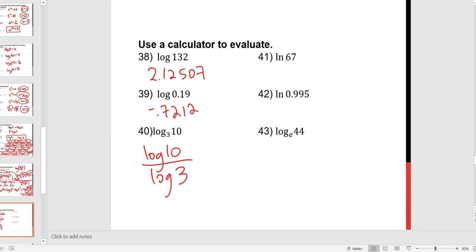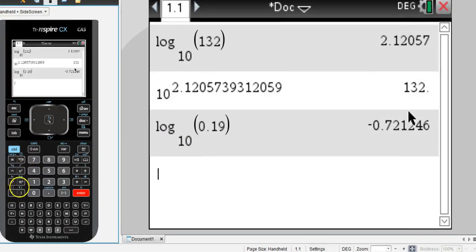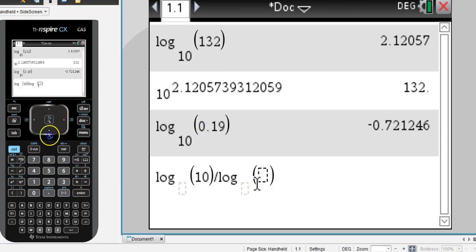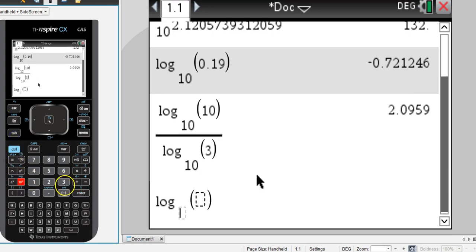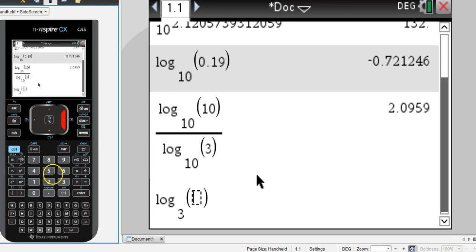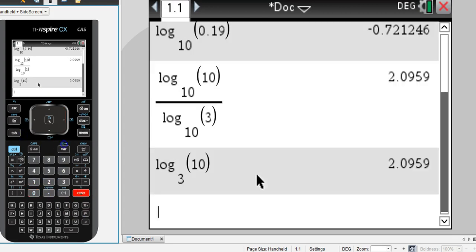So I can do that one of two ways. I can do log of 10 divided by log of 3, okay? Or if you have a calculator that does this, you can do log base 3 of 10. And either way, we should get 2.0959.